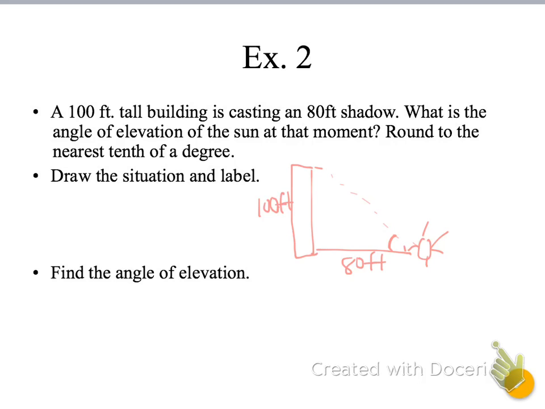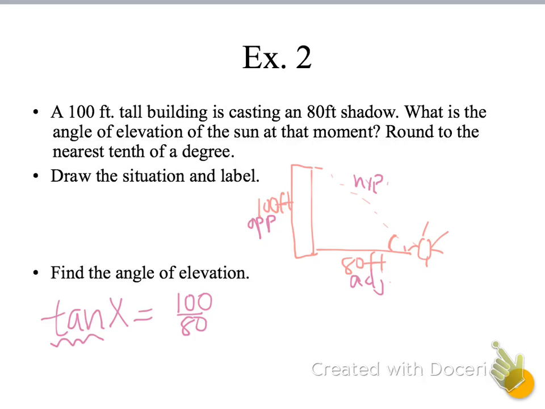Let's go ahead and label our triangle first. We have a hypotenuse, we have the side that's opposite to that angle, and we have the side that is adjacent to that angle. We don't know what that angle is, but we need something that has to do with the opposite and adjacent sides, so we're going to use tangent. So tan of x, because we don't know what that angle is, equals my opposite, 100, over 80.